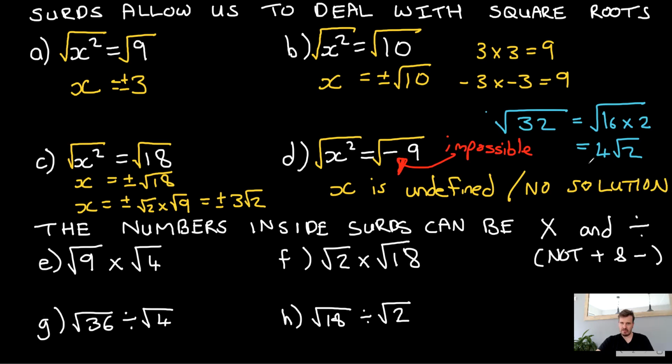Now we do have a way when we do complex numbers in AS levels of dealing with the square root of a negative. But for now, just know that we just say it's no solution.